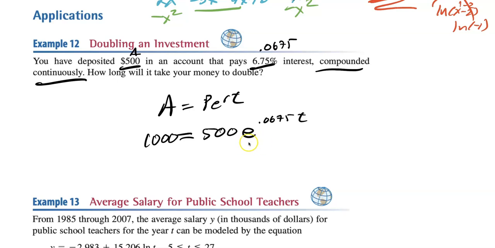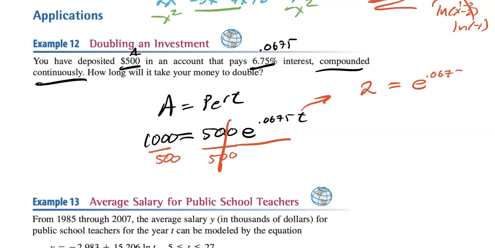So we're going to get the e by itself, so we can solve for t. Let's get rid of that 500. Divide both sides by 500. That cancels out. 1,000 divided by 500 is 2. Hey, double money. Equals e to the 0.0675t. So we get to here, and then the way you always solve an exponential, right?